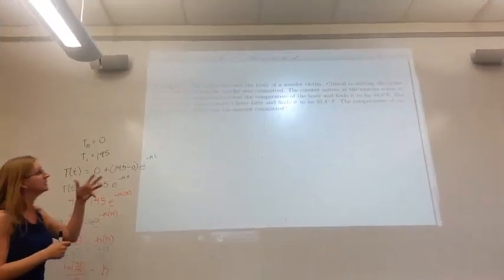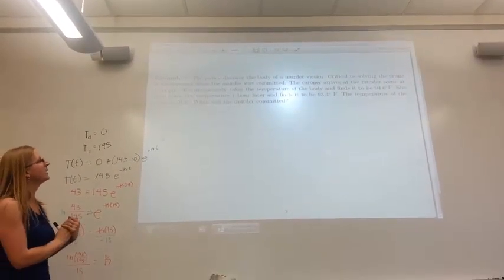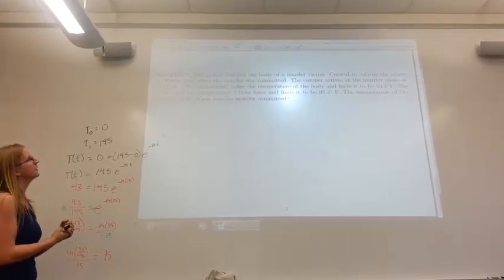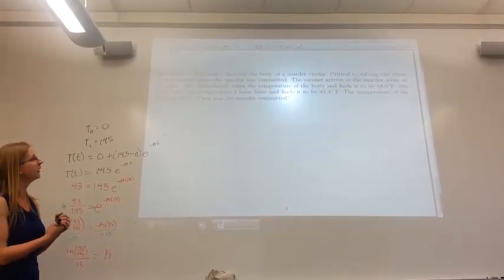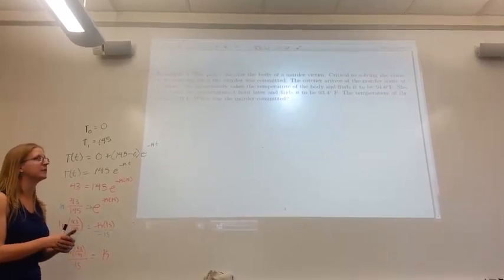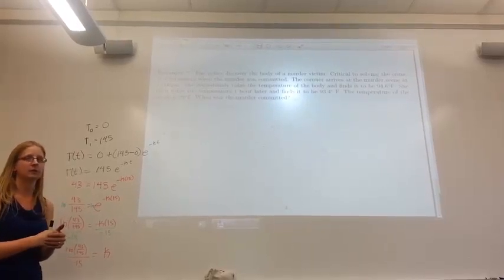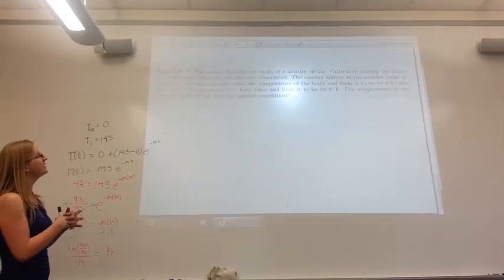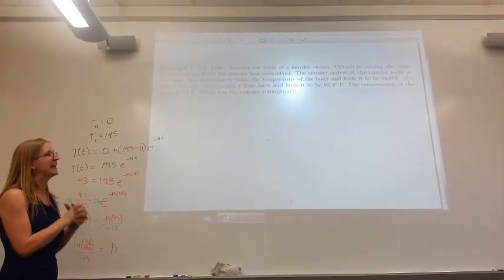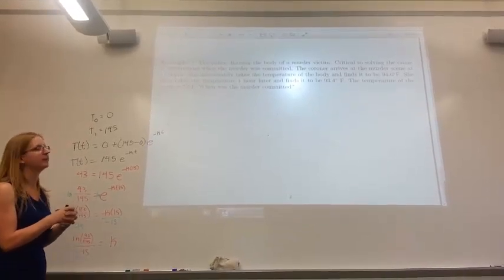Okay, so you have a temperature problem. A body of a murder victim is discovered. Critical to solving the crime is determining when the murder was committed. The coroner arrives at the murder scene at exactly 12 p.m. She immediately takes the temperature of the body and finds the temperature of the body to be 94.6 degrees Fahrenheit. She then takes the temperature 1 hour later and finds the temperature to be 93.4 degrees Fahrenheit. The temperature of the room is 70 degrees Fahrenheit.